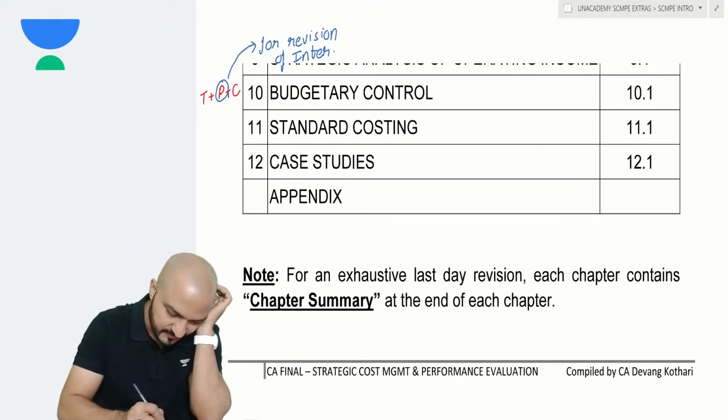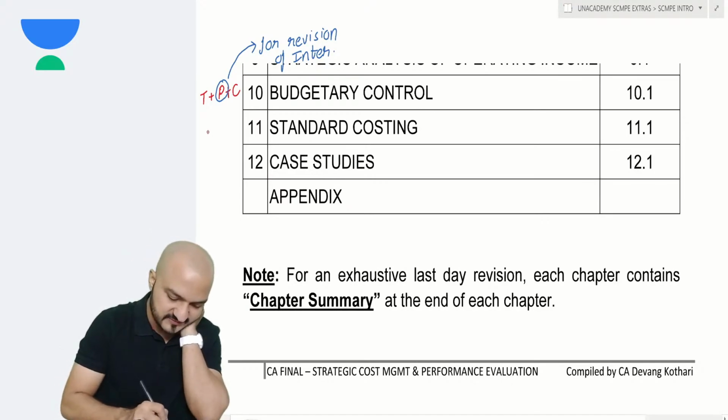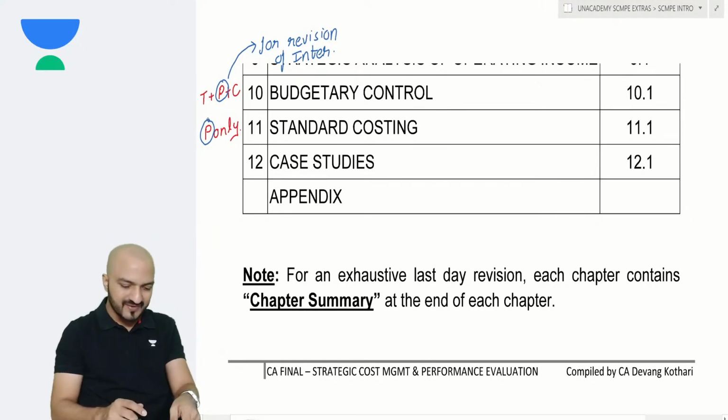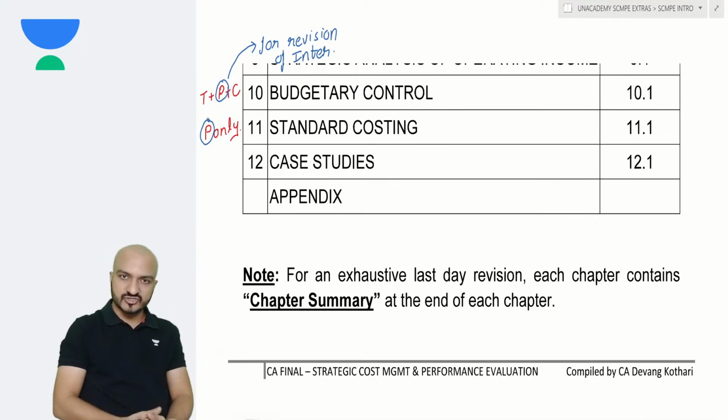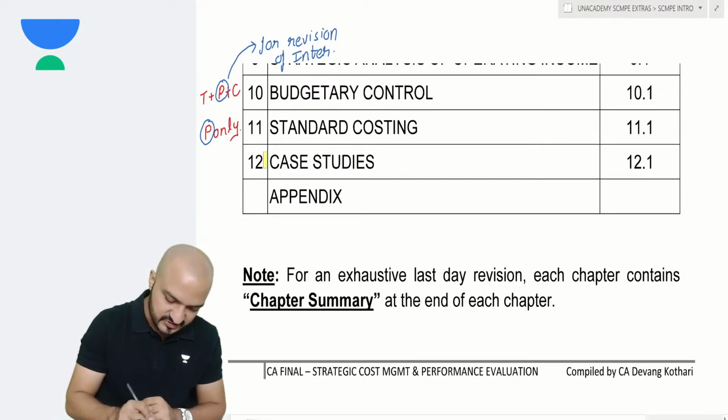Then the standard costing chapter is quite similar to your standard costing at inter level. It contains practicals only. Of course, it is not the same as your standard costing chapter of inter level. There will be practicals only, but there will be advanced practical questions also. And then comes the case studies chapter. Case studies, the last chapter 12.